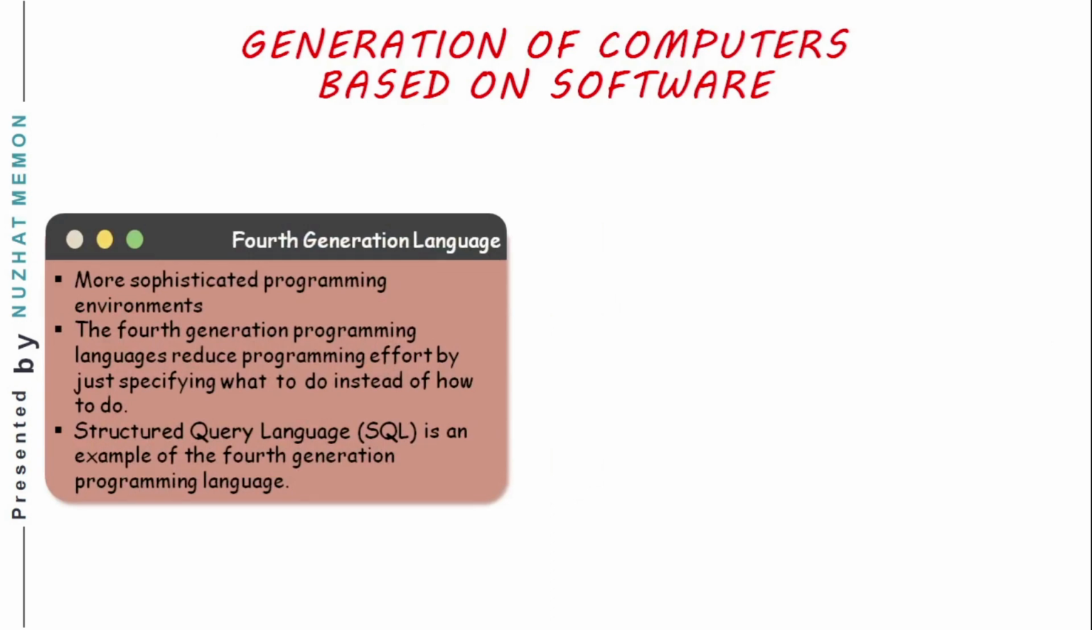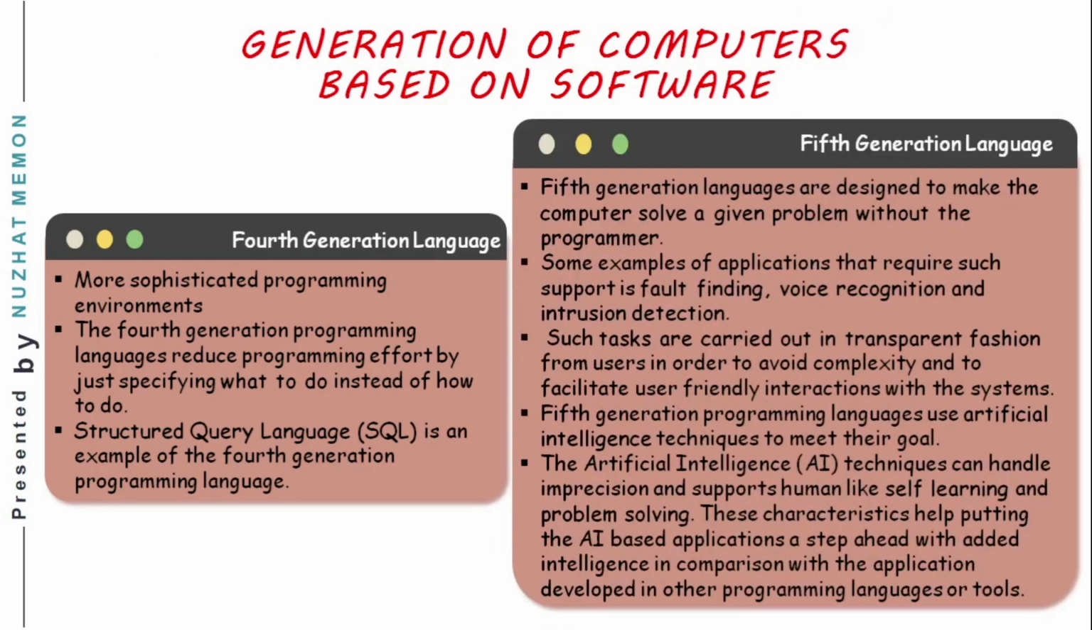The fourth generation of language was a more sophisticated programming environment, and the fourth generation language reduced programming effort by just specifying what to do instead of how to do it. They just made your task very easy. And structured query language, that is SQL, is an example of the fourth generation programming language. Now we move towards our fifth generation language.